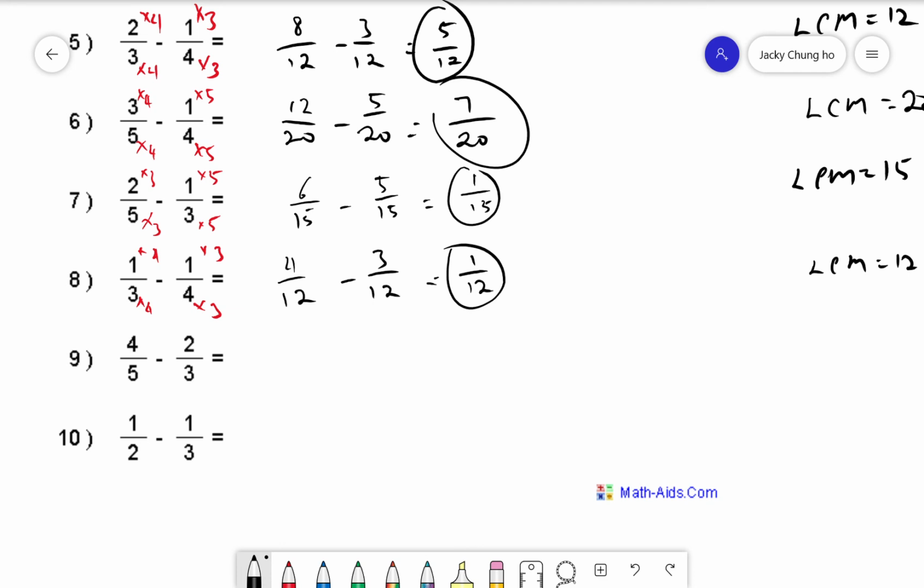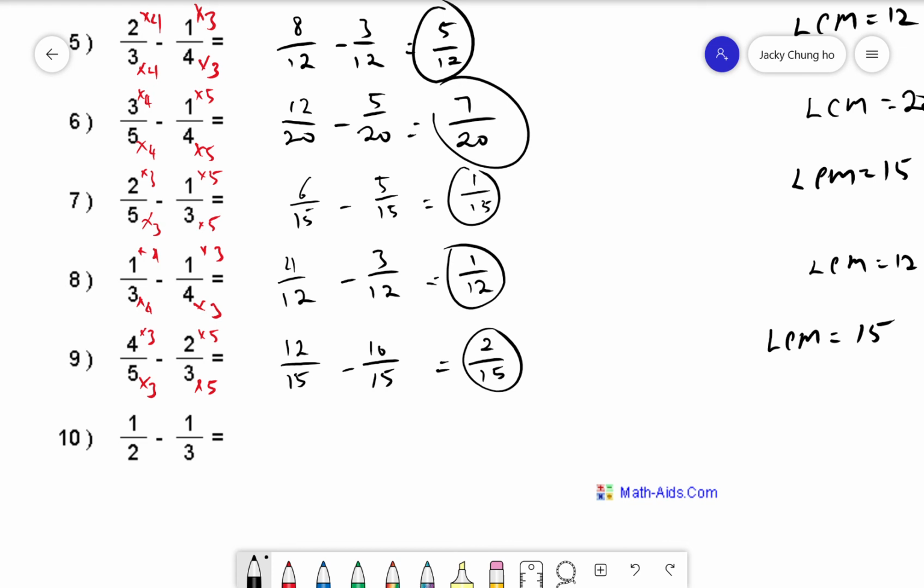Number 9, I have 4 over 5 minus 2 over 3, so the LCM will be 15 again. To multiply the first fraction, I have to multiply by 3. For the second fraction, I have to multiply by 5. 4 times 3 is 12 over 15, minus 2 times 5 is 10 over 15. And when you subtract them, you will have 2 over 15.